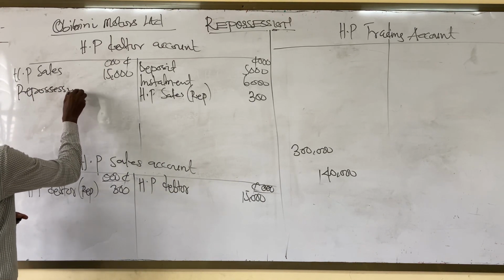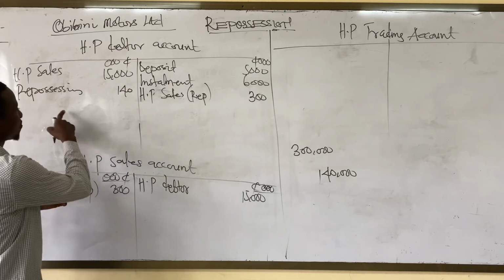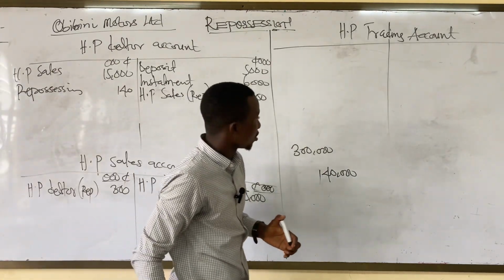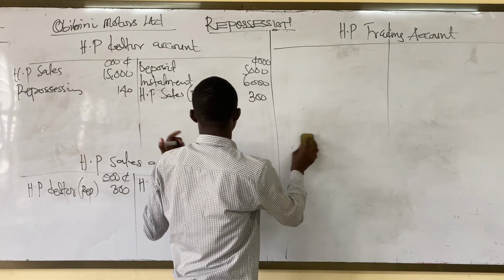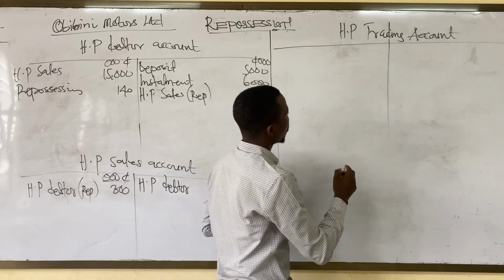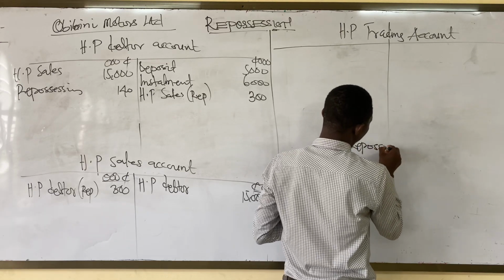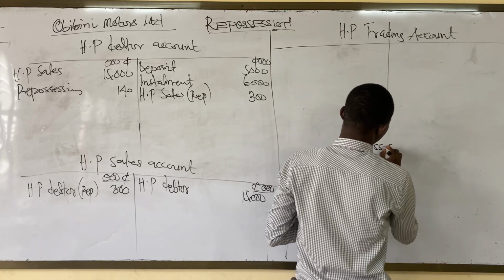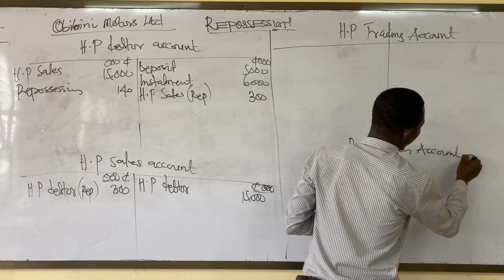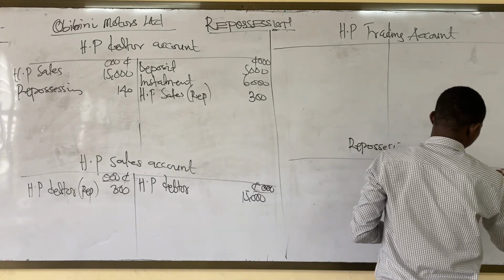Because of repossession of an amount of 140,000, the corresponding entry will go to the credit side of repossession. Is that okay? Because this amount already received is an income to the hire vendor. So we open a repossession account. So we have the repossession account. Then we will do the credit entry.